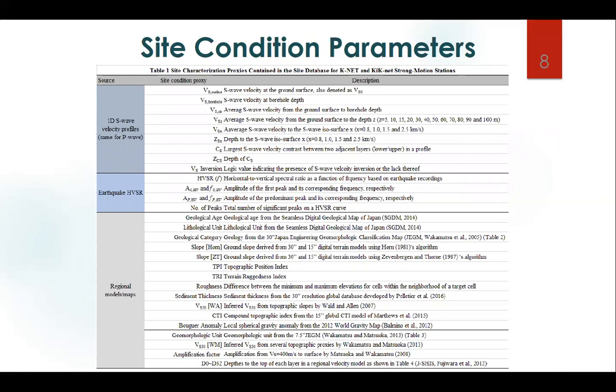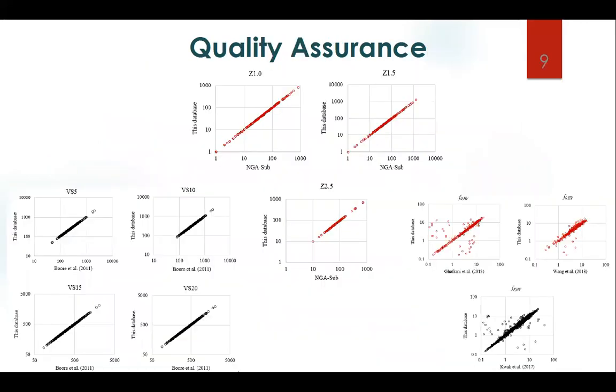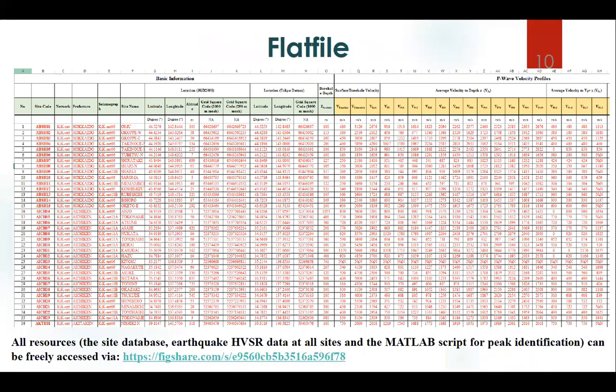This table shows the site condition parameters contained in this open source database. And as a sanity check, we also compared the site parameters in our database with those available in the literature. And very good agreement could be achieved for almost all the proxies examined. All these described parameters are provided in a profile available online. It's temporarily hosted on the Figshare data repository.